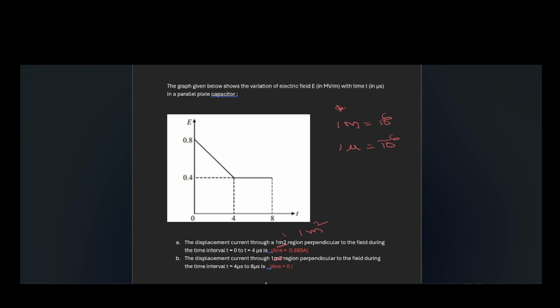And here also the same 1 meter square area is given, perpendicular to the field, during the time interval 0 to 4 microseconds and also 4 to 8 separately. And I gave the answer also. Solve this problem as I said in the previous problem. Find out the slope and check your outcome with the answer I gave here. If you did not get it, just comment on this video. I will answer it.